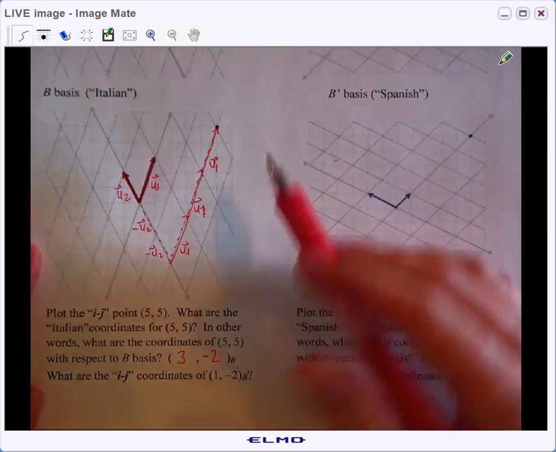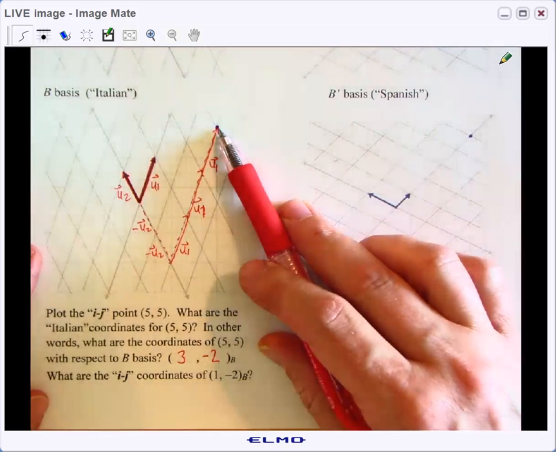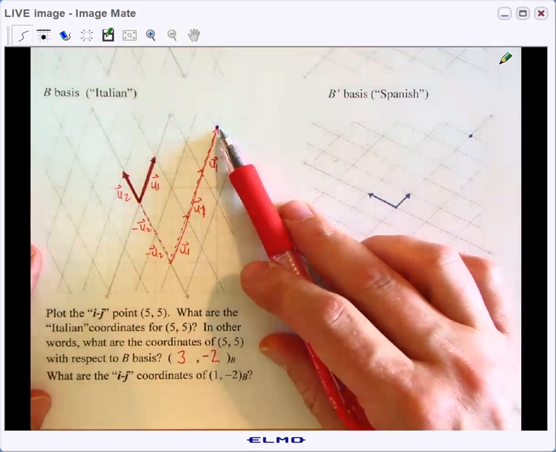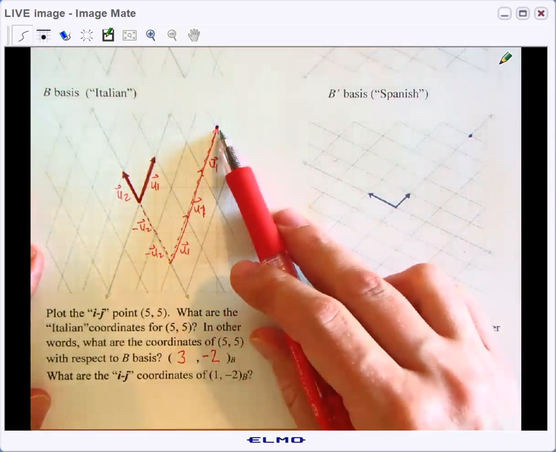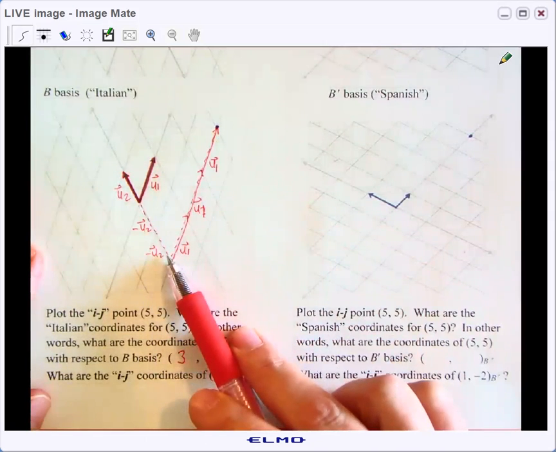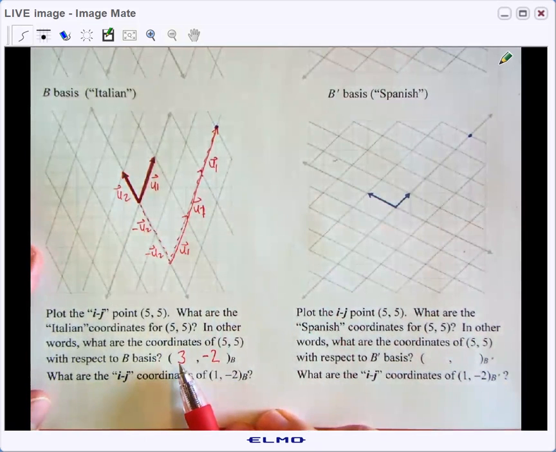So we were concluding in part 2, where we tried to find the location in English of (5, 5). To do that, we need 3 of the first u1 vector minus 2 of the u2 vector. Therefore, the coordinates of (5, 5) from English to Italian would be (3, -2) in Italian.